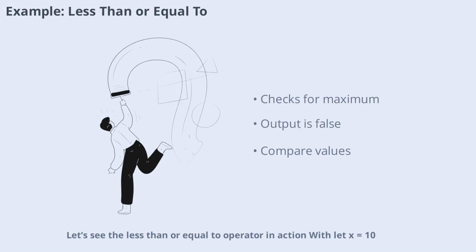With let x = 10, let y = 5, console.log(x <= y), the code checks if x is less than or equal to y. Since 10 is not less than or equal to 5, the output is false. This operator is often used to check if a value stays within a limit, like maximum allowed values.